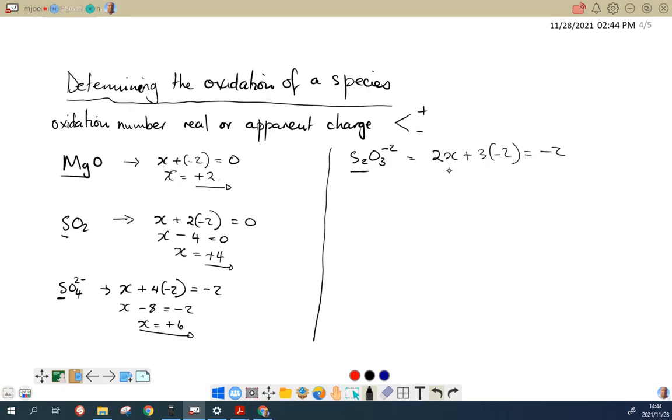Right, so we then work out the value of x. x minus 6 is equal to minus 2, so 2x is going to be equal to, we transpose the 6, it becomes a positive, so 2x is equal to minus 2 plus 6, so it's going to be equal to plus 4. Then you divide both sides by 2 and we are going to get plus 2. So the oxidation number of the sulfur in the thiosulfate is going to be equal to plus 2.